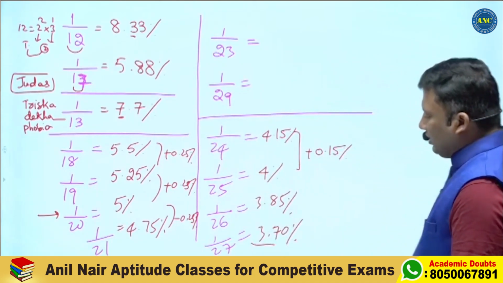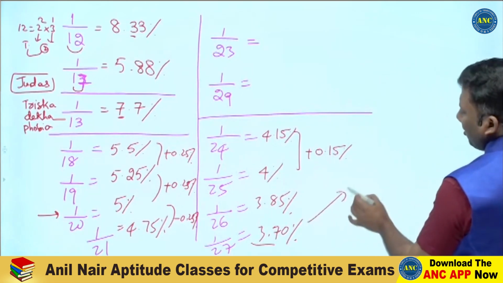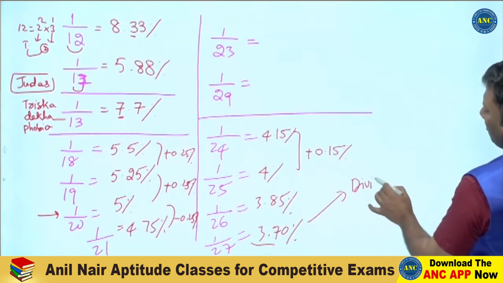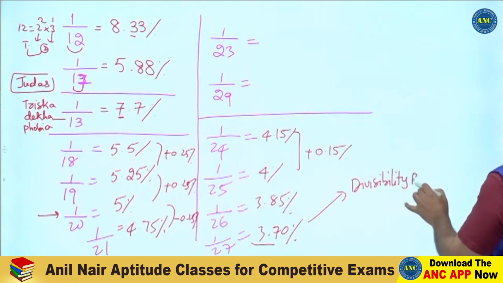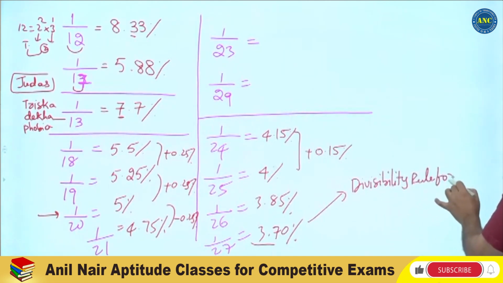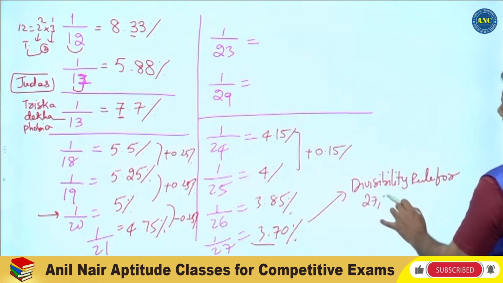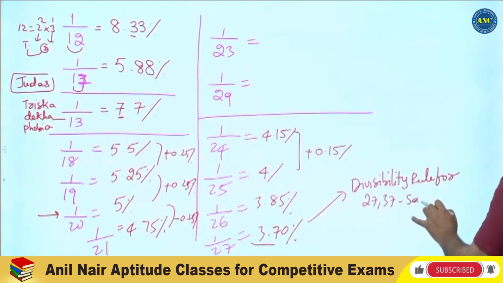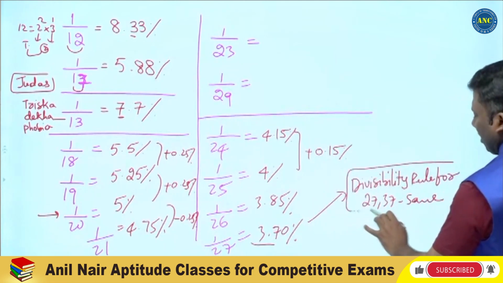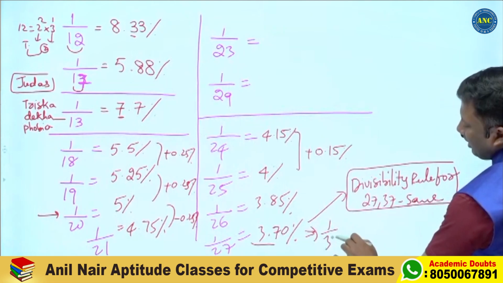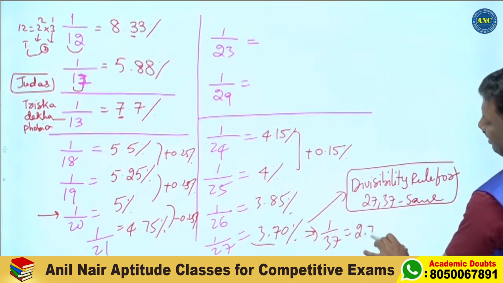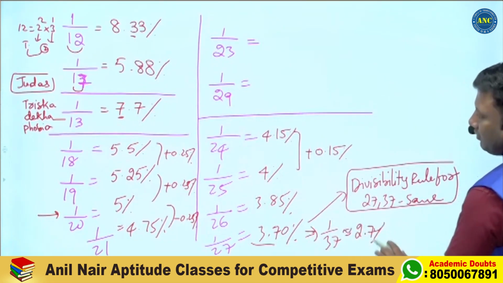So 1 by 27. Now see here. You can also remember like this. The divisibility rule for 27 and 37 are the same. So reverse also we can take it. 1 by 37 is the closest to 27.